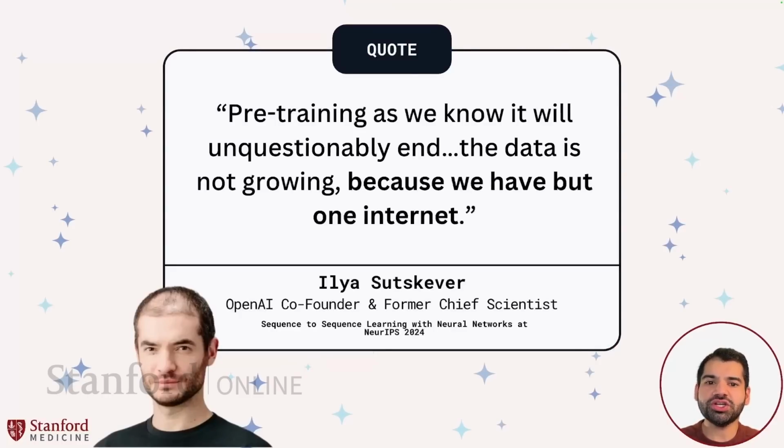OpenAI co-founder Ilya Sutskever gave a keynote at NeurIPS 2024, a super popular machine learning conference, where he stated that pre-training as we know it will end, primarily because we've essentially run out of high-quality internet data. Since data is a rate-limiting step in the scaling laws, increasing compute or parameters alone can't maintain the same progress.